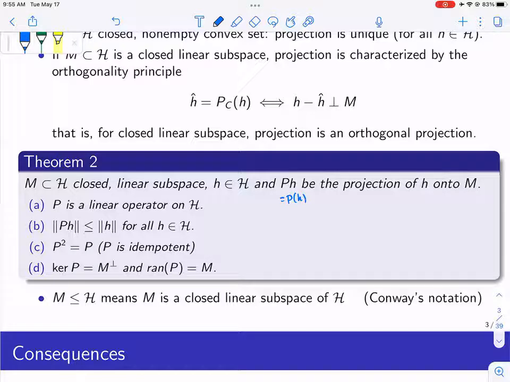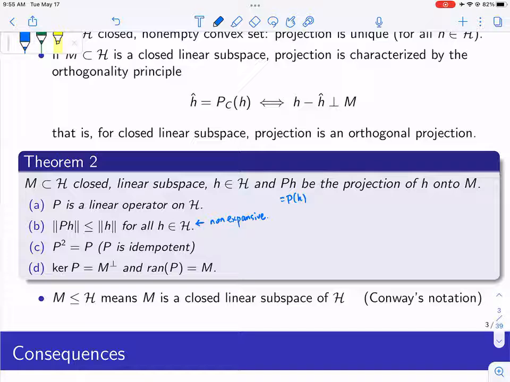P is a contraction. Well, it's not strictly a contraction, it's called non-expansive, basically. So the norm doesn't get larger. If it was strictly less than 1, it would be a contraction. But this is saying that the operator is non-expansive. P is idempotent, so P squared is equal to P.